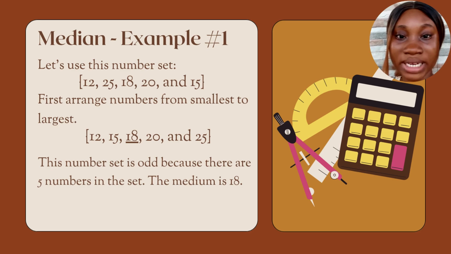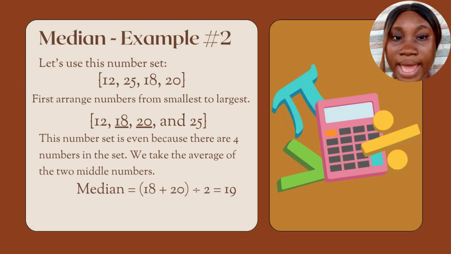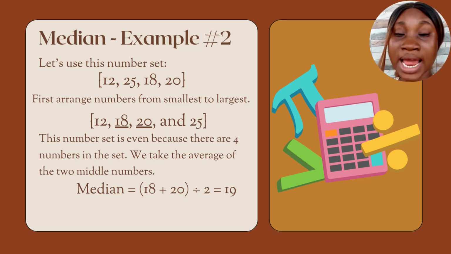So 18 is the number in the middle, and therefore 18 is my median. So let's look at example number 2, whereby we have an even number set. The first example we had an odd number set. Now we have an even number set. And these are my even numbers.